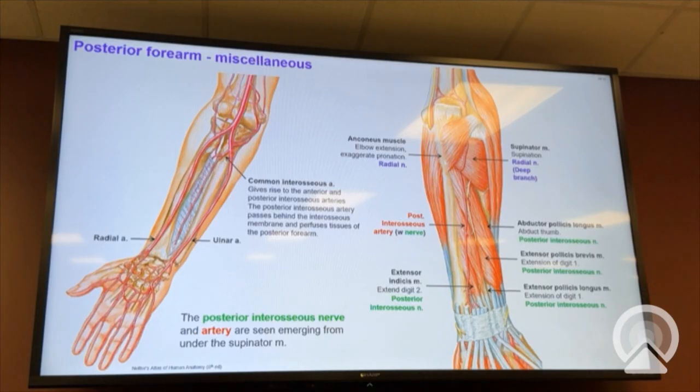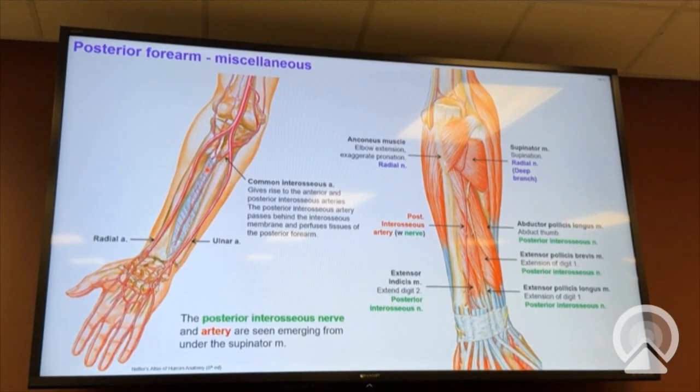So the common interosseous artery would bifurcate into the anterior interosseous, which we saw pass on the anterior surface of the interosseous membrane, and the posterior interosseous. So you can see Netter's drawn this in. You can see this guy is kind of ghosted in behind. You see that red artery?